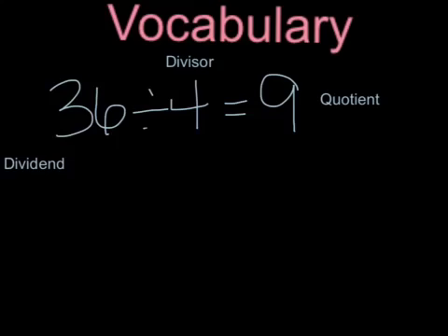Our first word today is dividend. This is the number in division that is being divided. So for example, in this problem, 36 is our dividend.